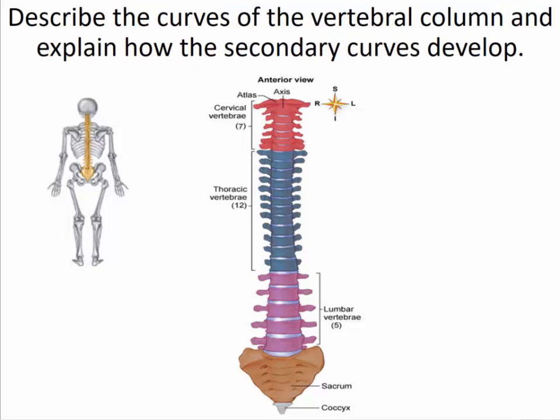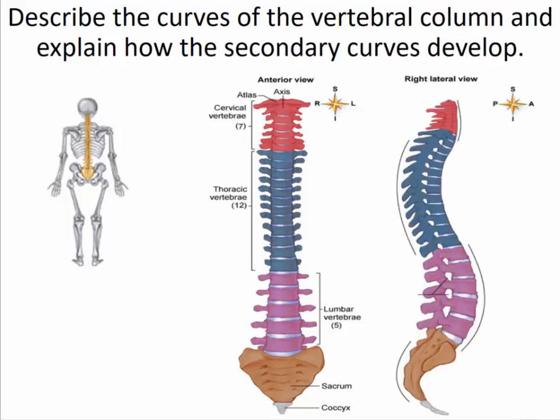Let's describe the curves of the vertebral column and explain how secondary curves develop. To do that, let's look at the vertebral column from a different angle. So here is a right lateral view of the vertebral column. We have a number of curvatures here that give the vertebral column sort of an S-shaped structure.